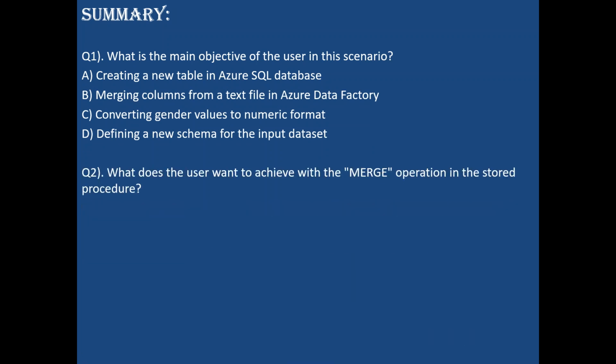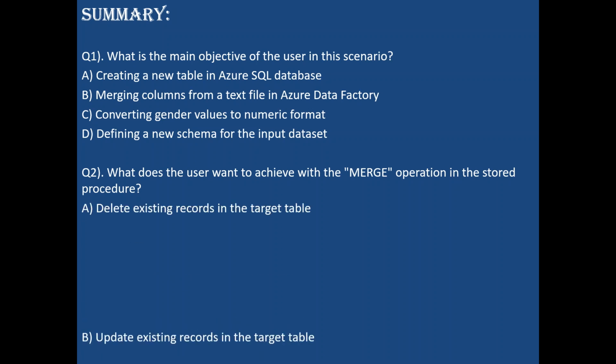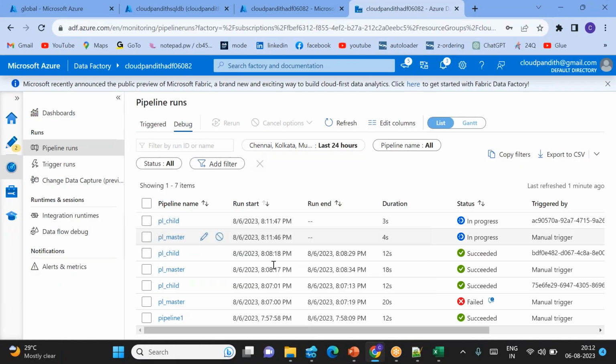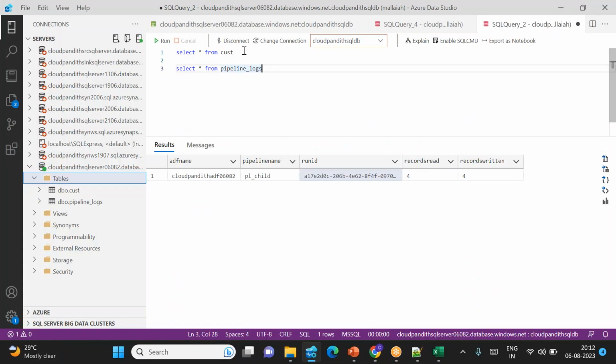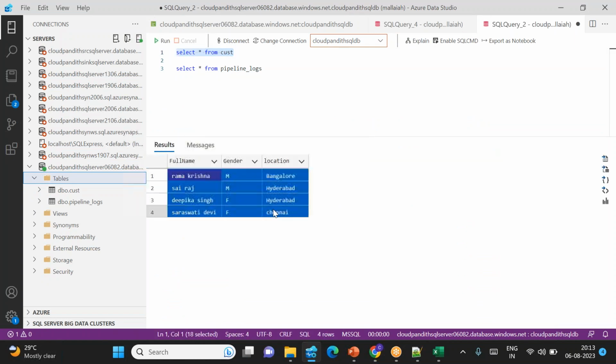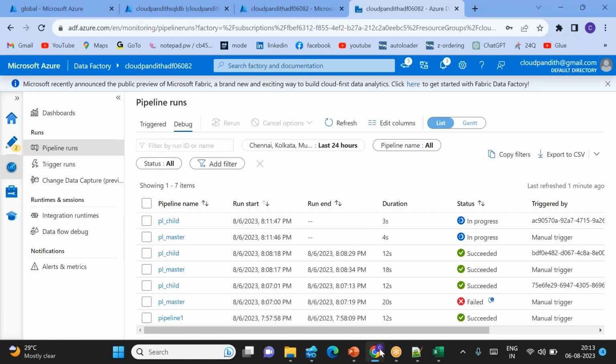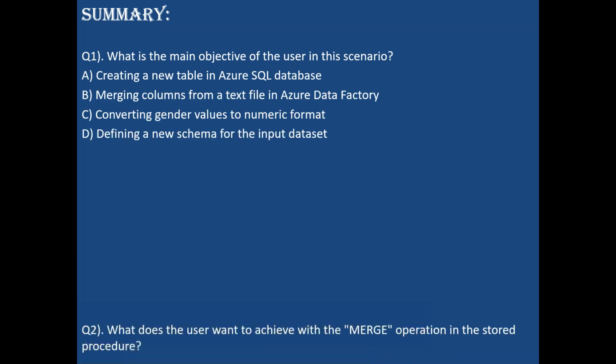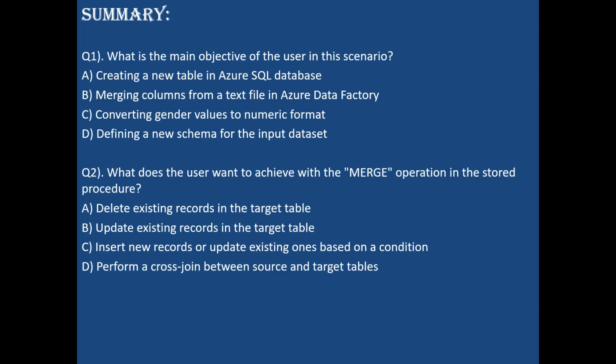What does the user want to achieve with the merge operation in the stored procedure? It is basically to insert new records or update the existing ones based on a condition. That's why after multiple runs, if you see, the cust table still has only 4 records, because if it is a new record it will insert, and if it is an old record it will update. So the right answer is C, insert new records or update the existing ones based on a condition.